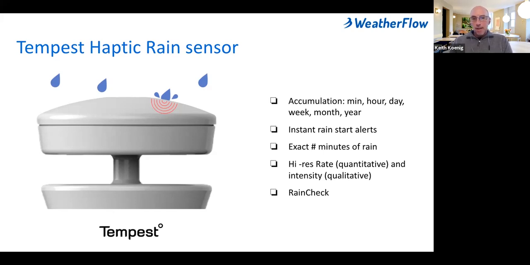It's unique in that it also delivers both a value for the rain rate quantitatively and the instantaneous intensity, so qualitative value. Is it drizzling? Is it raining at a medium rate? Or is it actually raining cats and dogs? The haptic rain sensor can tell you that instantaneous. So it has that additional qualitative value of the intensity of rain at any given moment.